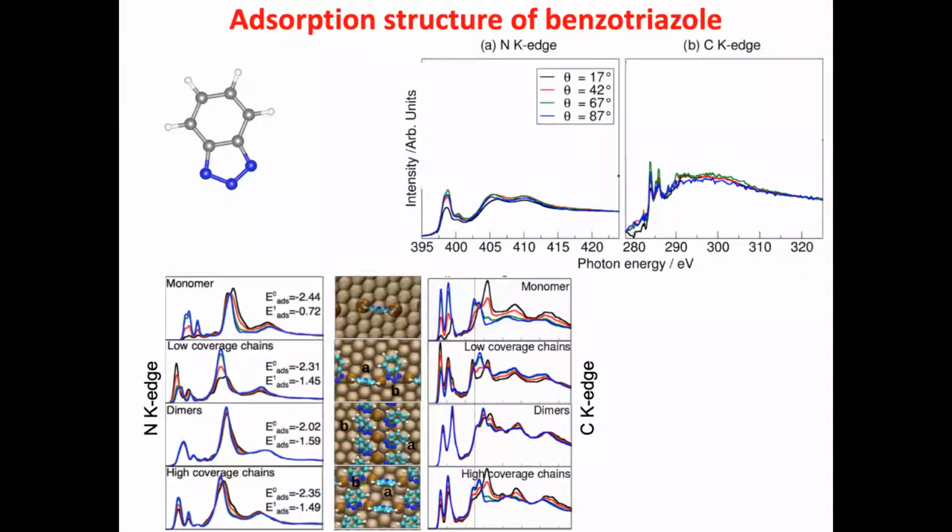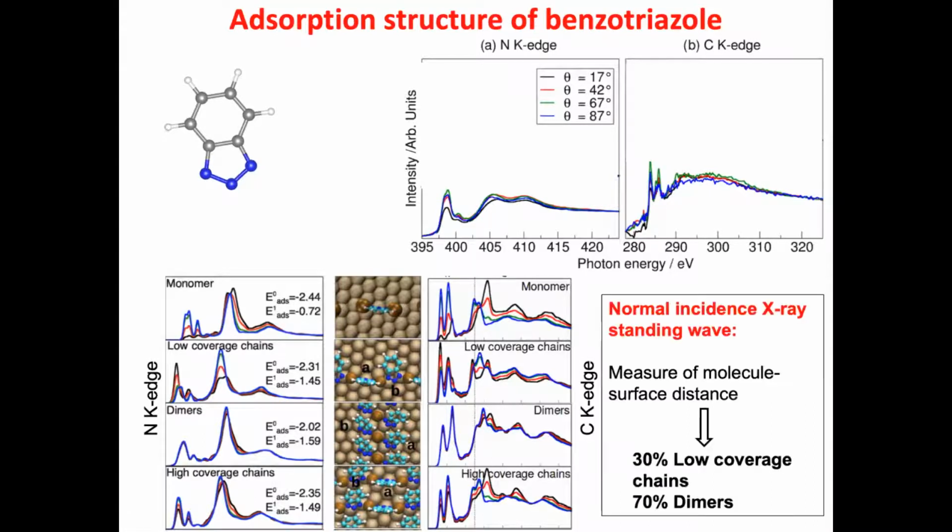How could it be? How could this occur? And we started thinking that maybe there could be a mixing of structures that have different signal that could give sort of this inversion between the 87 and the 67. But we had to bring in a third experimental technique to help us. And again, I'm not going to exactly explain what it is. It's called normal incident X-ray standing wave, and it measures the molecule surface distance.